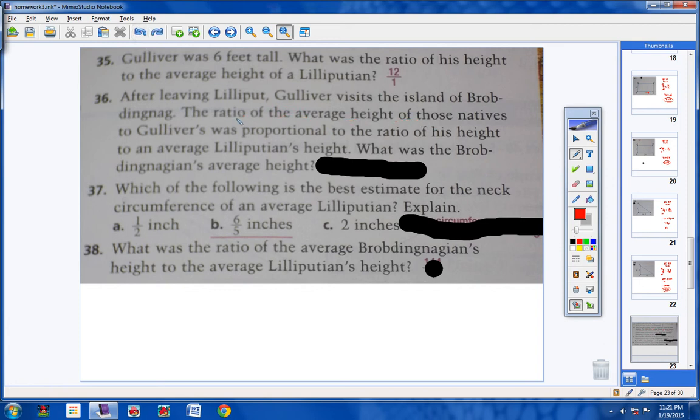Watch. The ratio, so we got a ratio, put a fraction bar, of the average heights of the natives. So that's going to be the average height of the natives. How can we put this? We'll put average height of the Brobdingnag. So there we go. So look what it says, guys. The ratio, so I put a fraction, of the average height of the natives to the ratio of his height, which would be 6 feet tall.